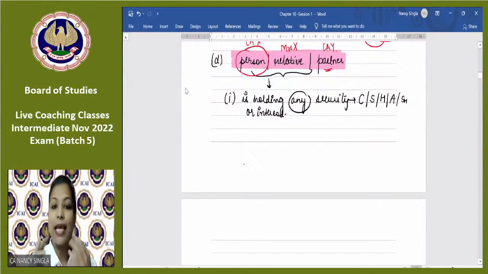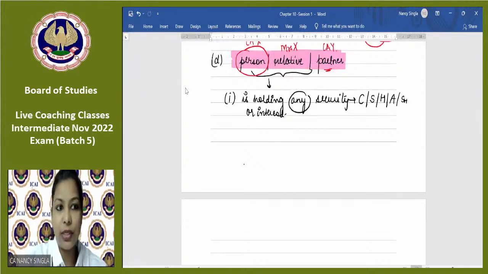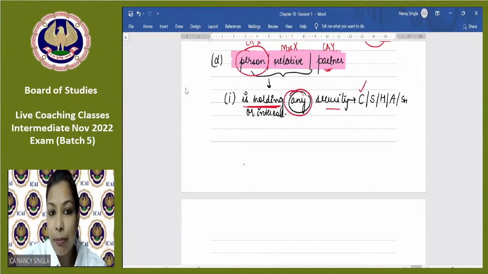So this clause D has 3 parts. Okay? In the first part, we are saying that CAX, that is the person, is not eligible to be appointed as an auditor if either CAX or his relative, it could be anyone, father of CAX, mother of CAX, but I'm taking, for simplicity, the example of Mrs. X, and partner CAY, in the first situation are holding any security in the company A Limited, or the subsidiary, or the holding, or the associate, or the subsidiary of such holding.